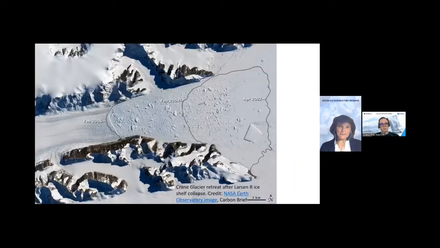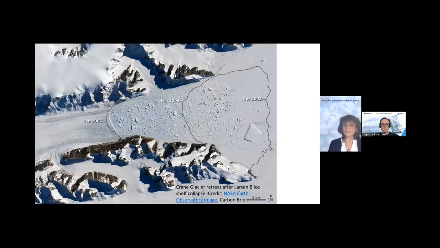I want to leave you with this image. This is the Crane Glacier, which is a fairly notorious glacier in Antarctica, and this is after the Larsen B ice shelf collapse. This glacier saw a large increase in speed, but it actually carved back very quickly, which you can see here. So this is April 2002, 2003, and then by 2006 it was here.